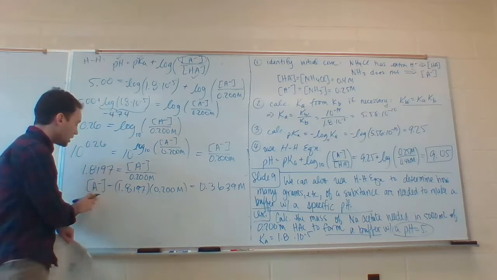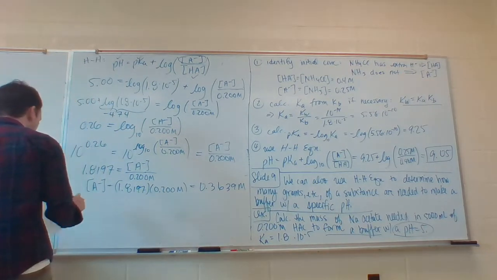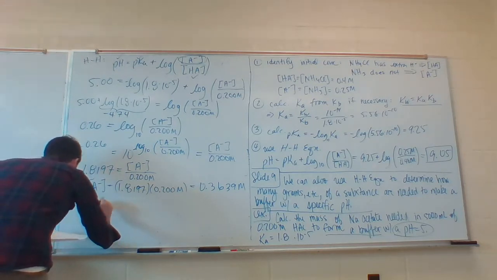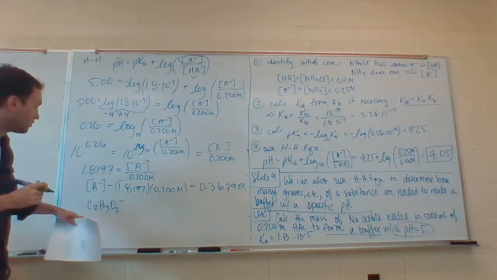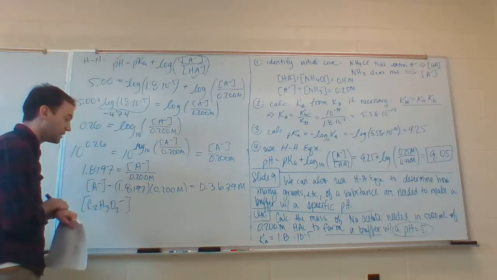All right. Now, it asked us for the mass of the sodium acetate. Okay. And this is just the concentration of our acetate ion. Now, acetate ion is C2H3O2 minus. You guys should have that memorized from your polyatomics. Okay. So basically, it's the concentration of that.